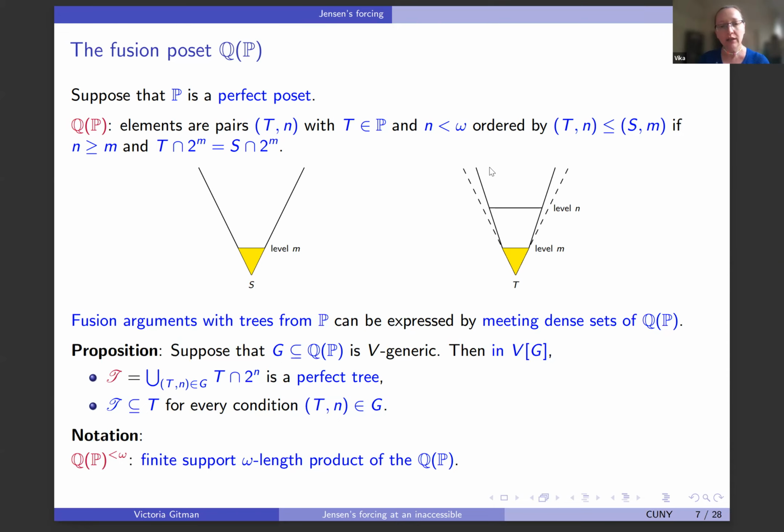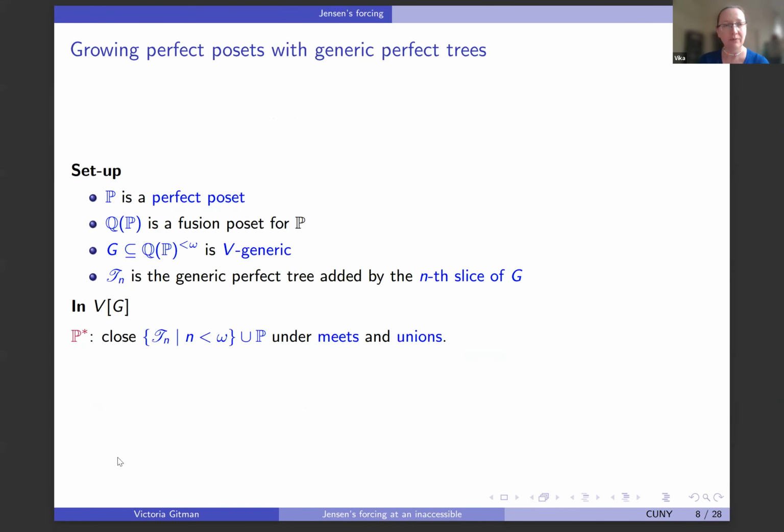Well, a generic for it is a generic perfect tree, which is the union of all the fixed initial segments of the trees in the conditions in the generic. So this is one key property. Another is that this generic perfect tree is a subtree of every tree mentioned in the conditions in the generic. And again, I will use the notation less than omega here to refer to a finite support omega length product of the Q_P.